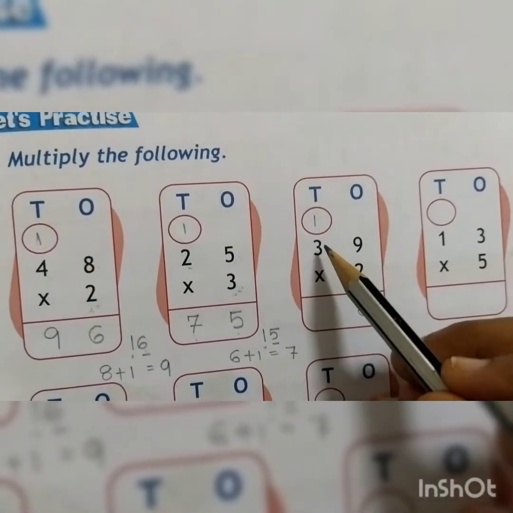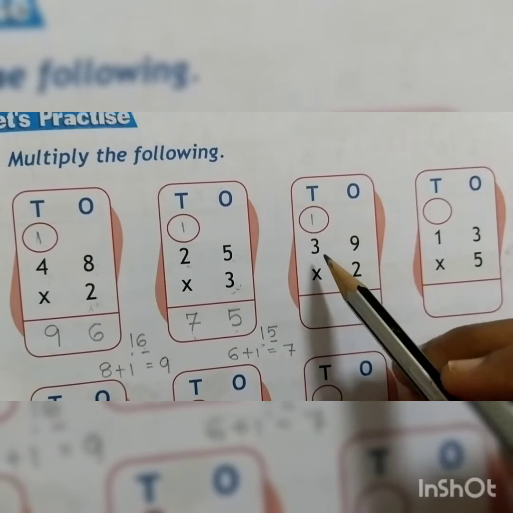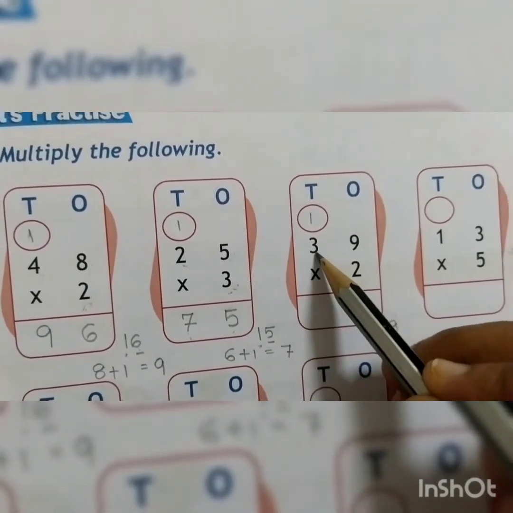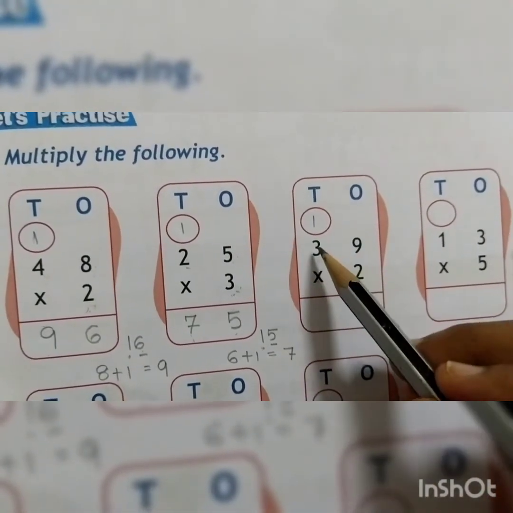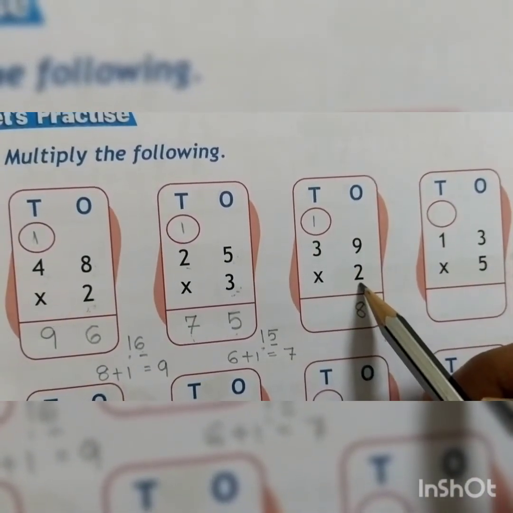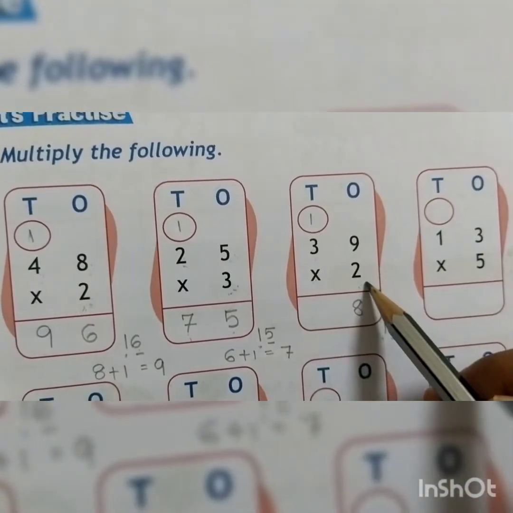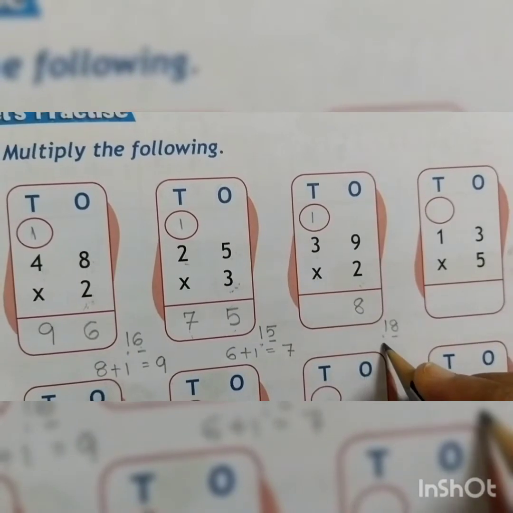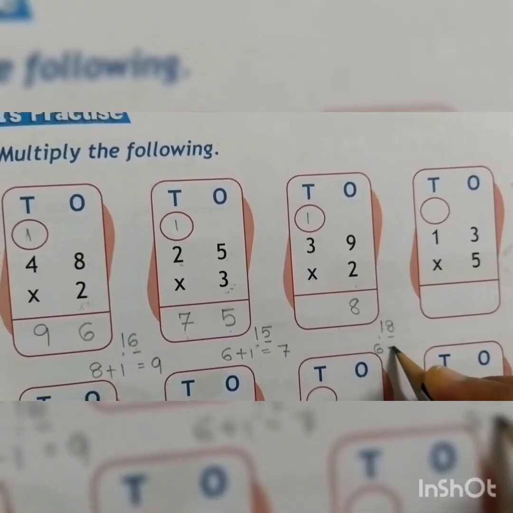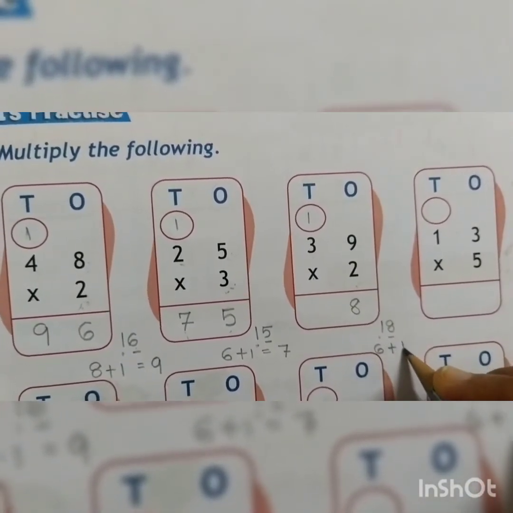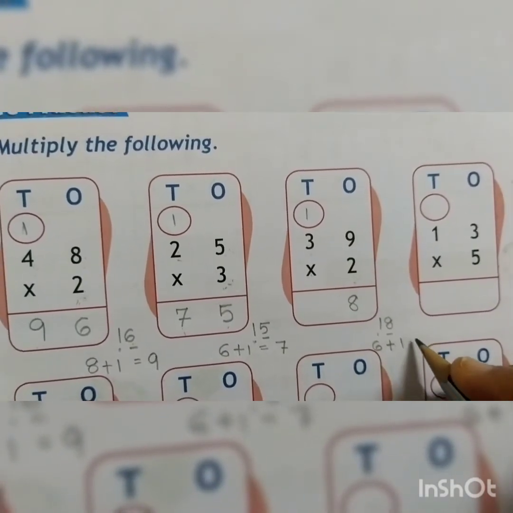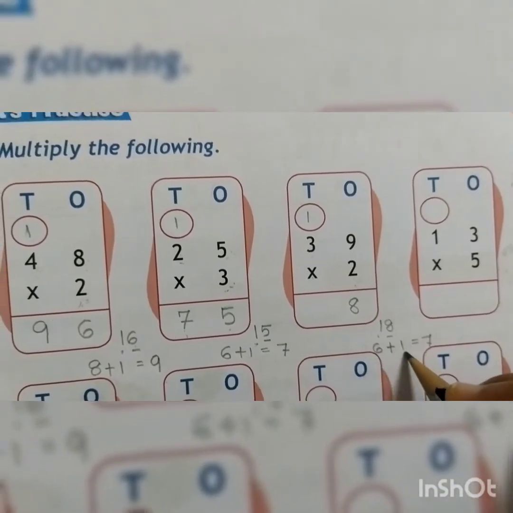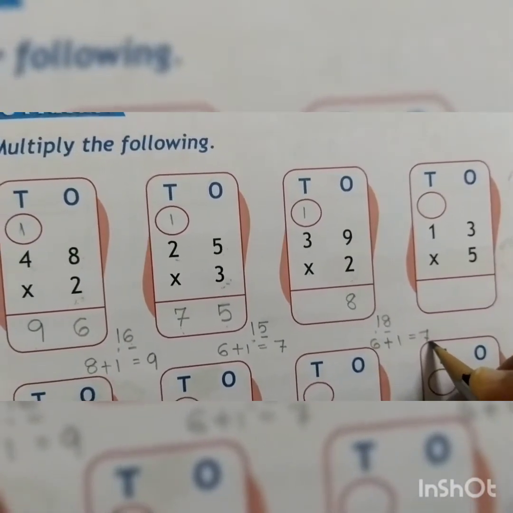Okay, then we multiply the digit at the tens column. Here we have 3 tens. So 3 times 2. What is the answer? Yes, 3 times 2 is equal to 6. Now we got 6 tens. Then we add 1 tens to 6 tens. 6 plus 1 is equal to 7. Now we got 7 tens.